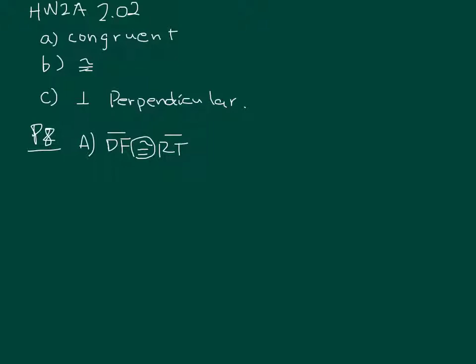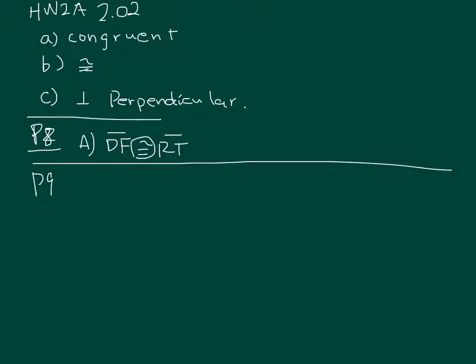Number 9, are all equilateral triangles congruent? Explain. So question 9 is asking, as long as it's an equilateral triangle, is everything congruent? Again, I want you to think about the definition of congruent. Okay? There are two things. As you know, it's same shape and same size. So that's actually a hint.